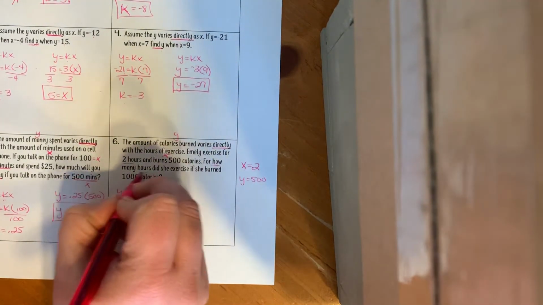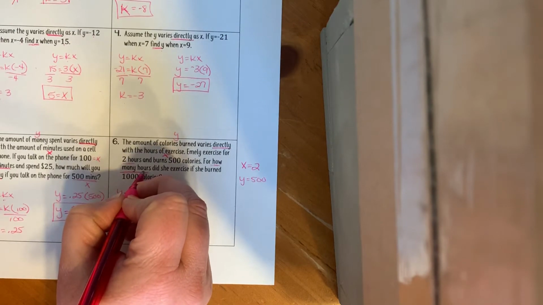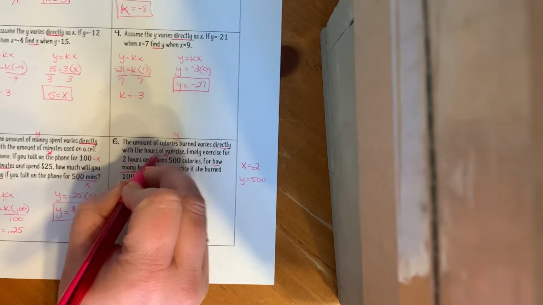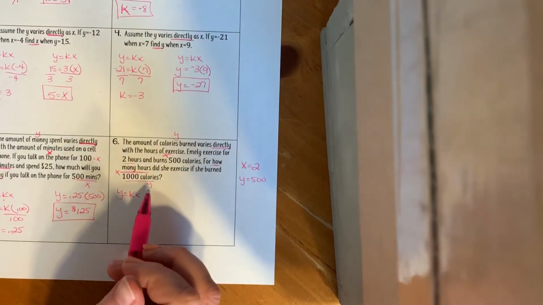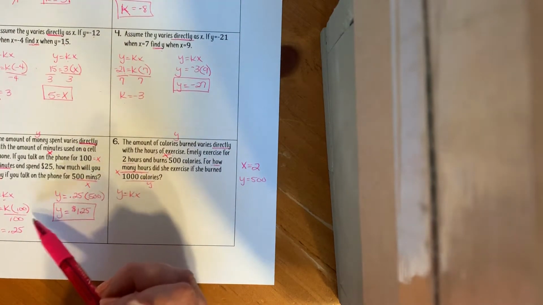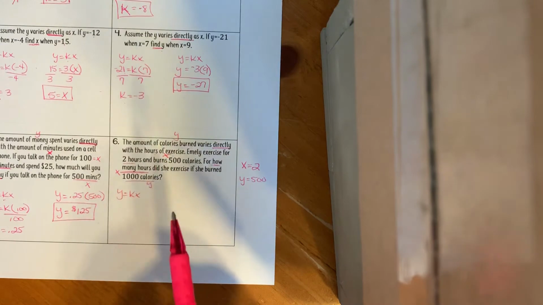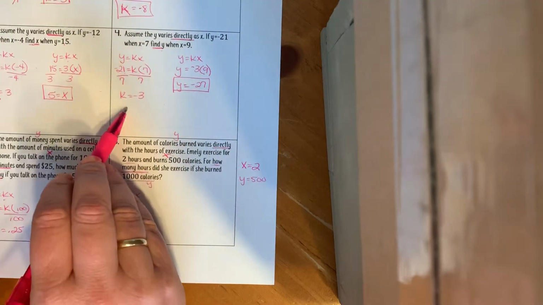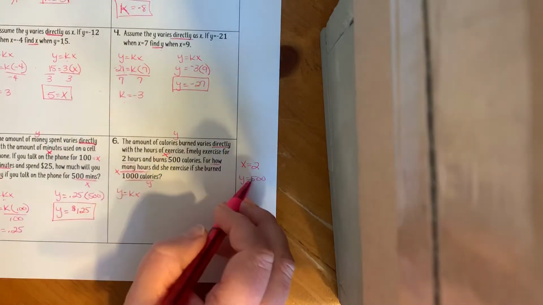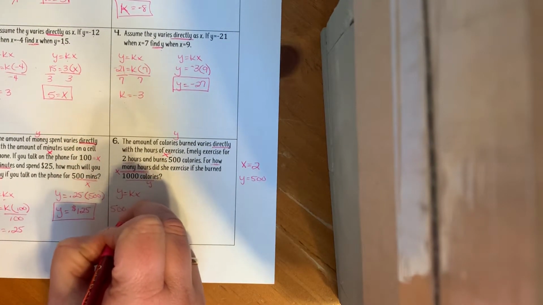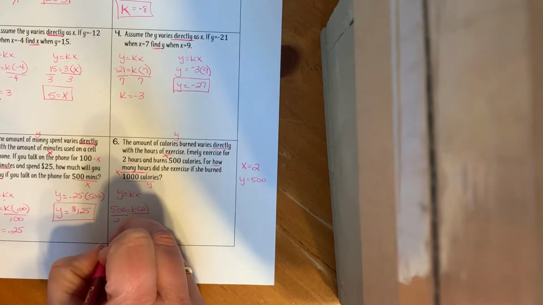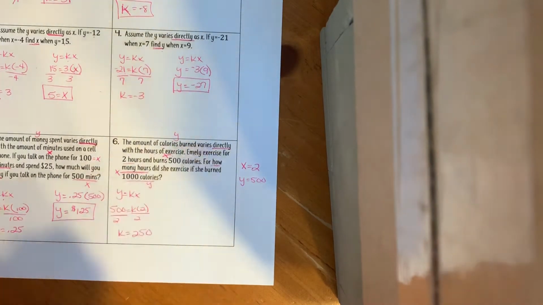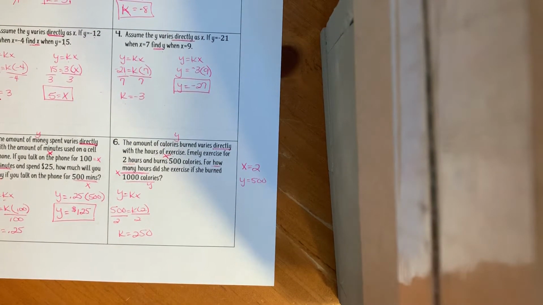For how many hours? So how many hours? Hours is a type of exercise. So we're looking for x. If she burned, we're given y. So number 6 is like number 4. So we have to find k first. It's always our first step. So we're going to use these two values, 500 equals k times 2. Divide both sides by 2. I'm going to get k equals 250. So this means that she burns 250 calories every hour she works out.